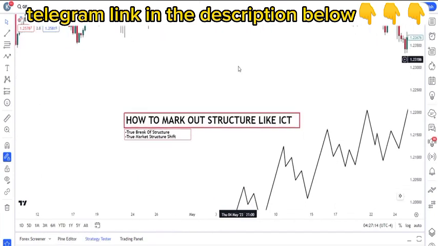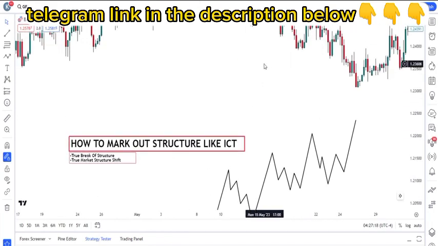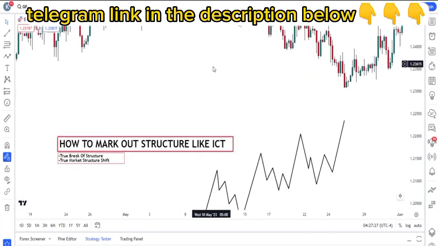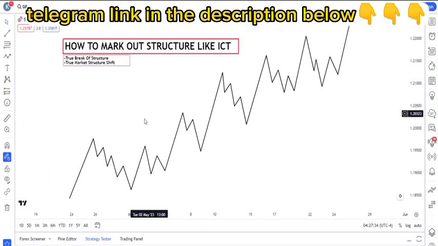Let's start from this sketch, and then I'm going to go to the chart and show you everything. I'm not going to jump and look out for somewhere better. We're going to look at recent data and then how we can mark out structure correctly, like the way ICT taught. Okay, so looking at this is an example of market delivery in uptrend.